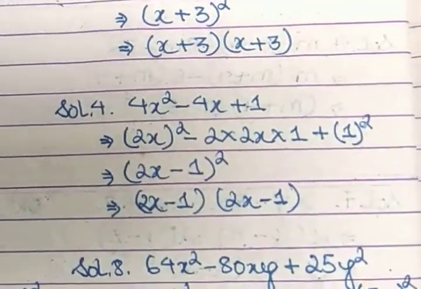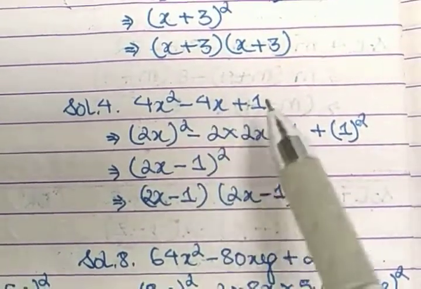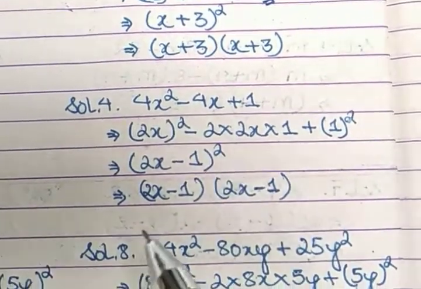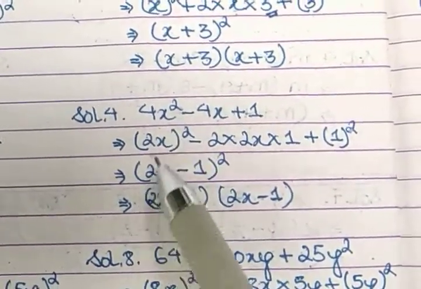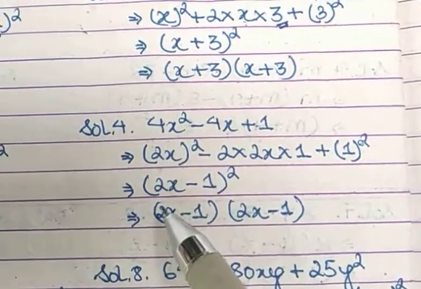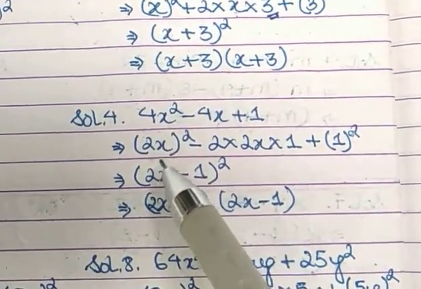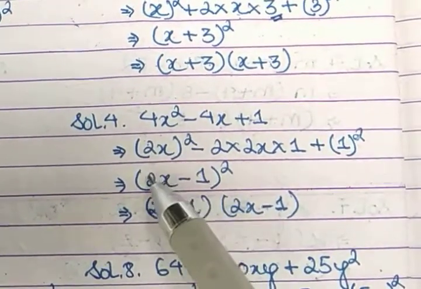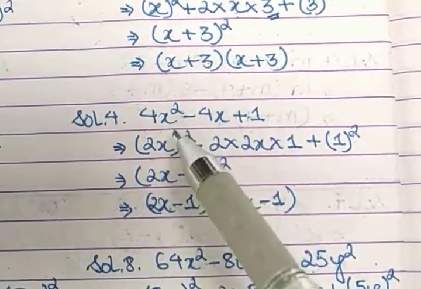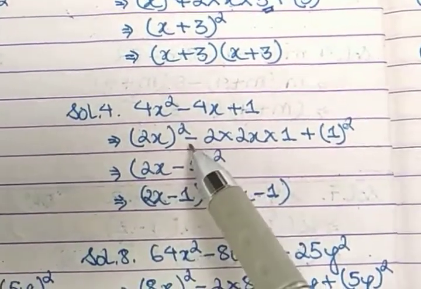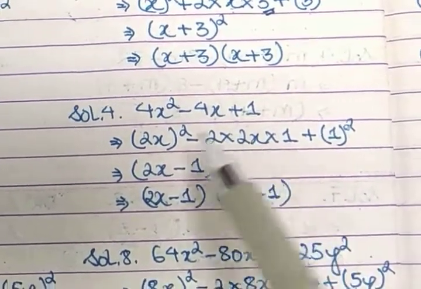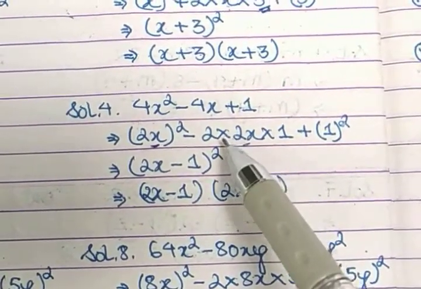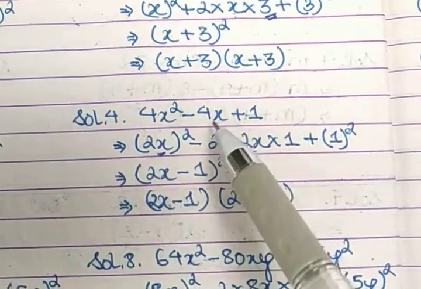For the next one we have 4x squared minus 4x plus 1. Remember, it's a trinomial with nothing in common in all the three terms. The first term in here is 4x squared. Now can 4x squared be written as 2x whole square? Yes, of course it can be. 2x whole square means 2x into 2x, which gives 4x squared. So minus 2a, in place of a I have got 2x, so I have written 2x.